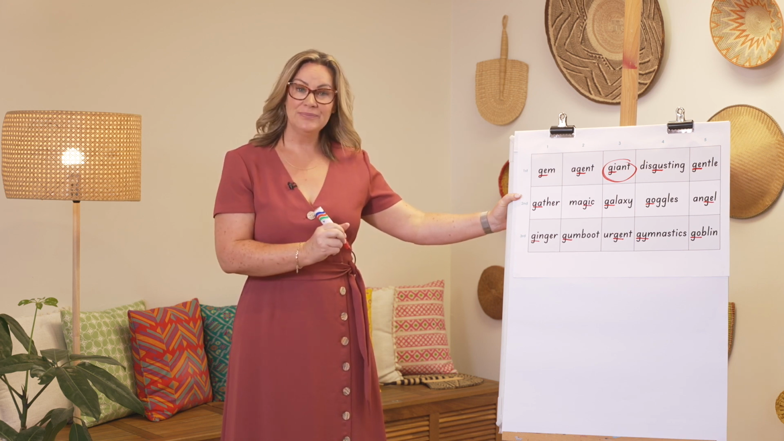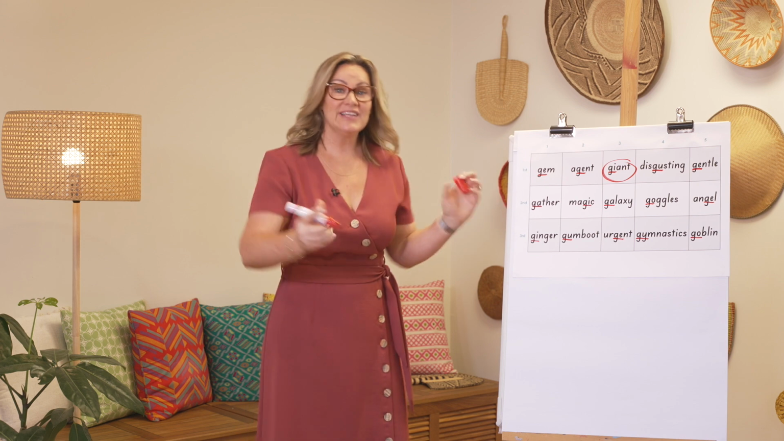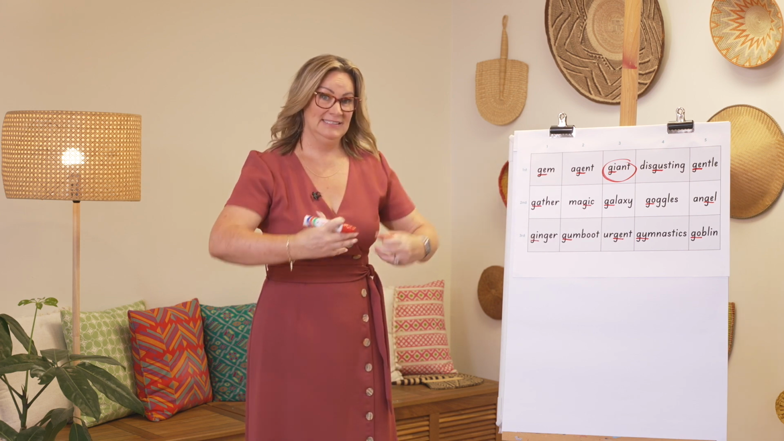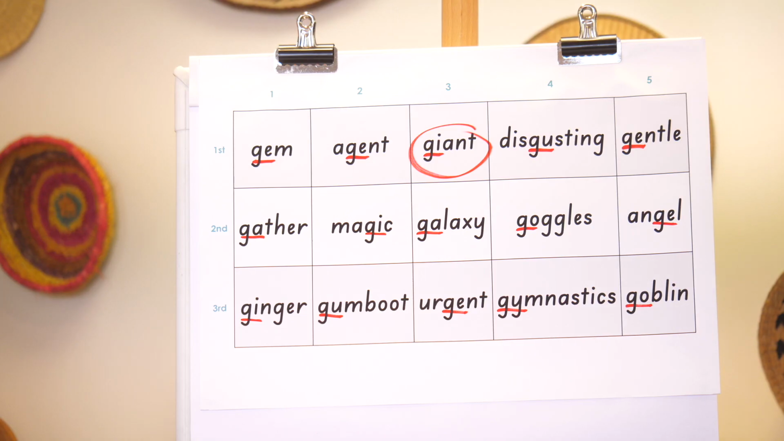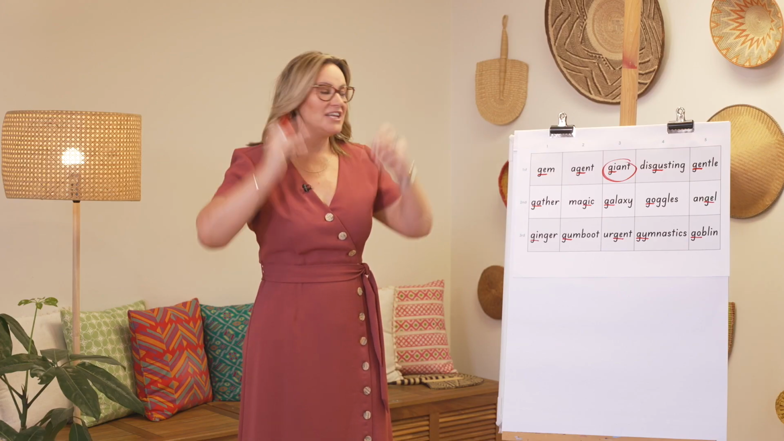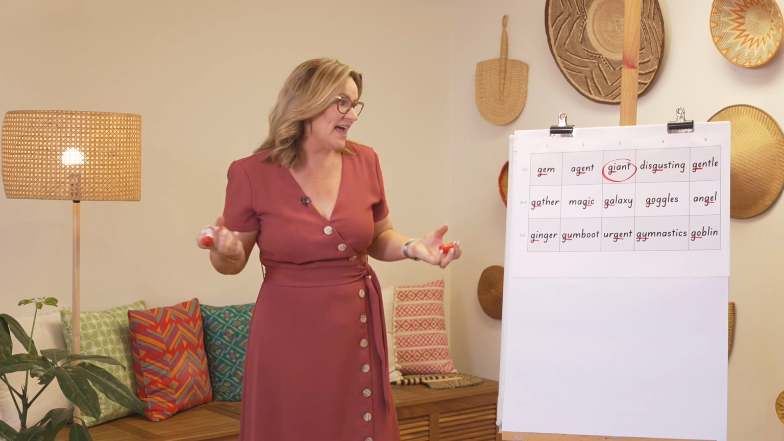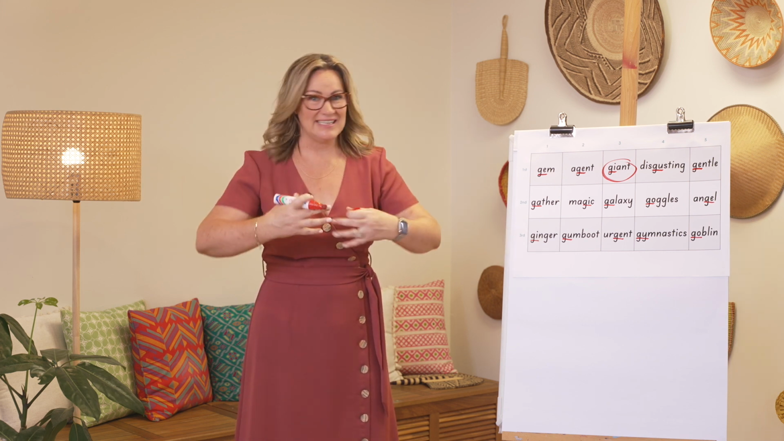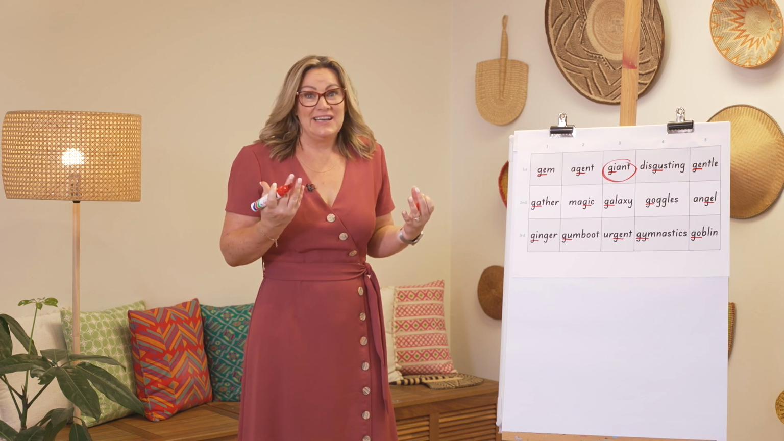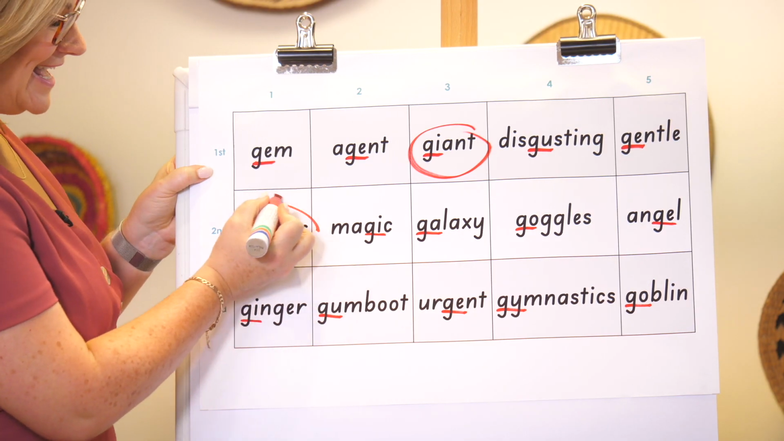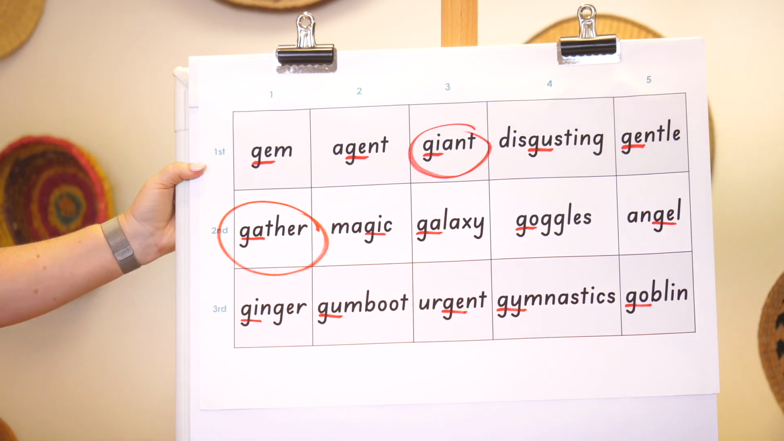In row 2, this word means to collect things. What could that be? Does galaxy mean collect? Nope. Angel, you can picture that in your mind. Goggles, you can picture that. Magic doesn't mean to gather things. Oh, I just said it. What does it mean? To collect things is to gather.